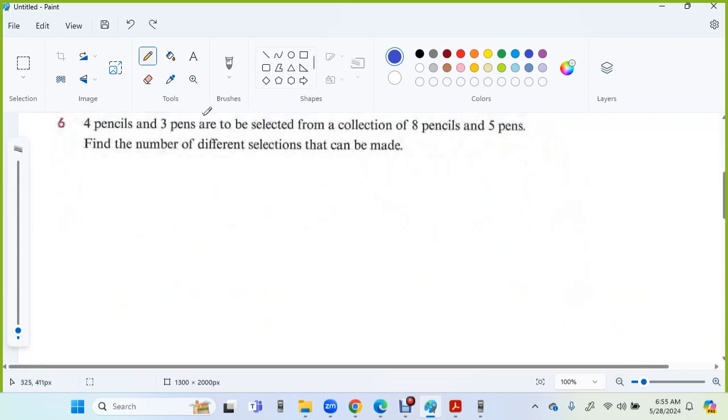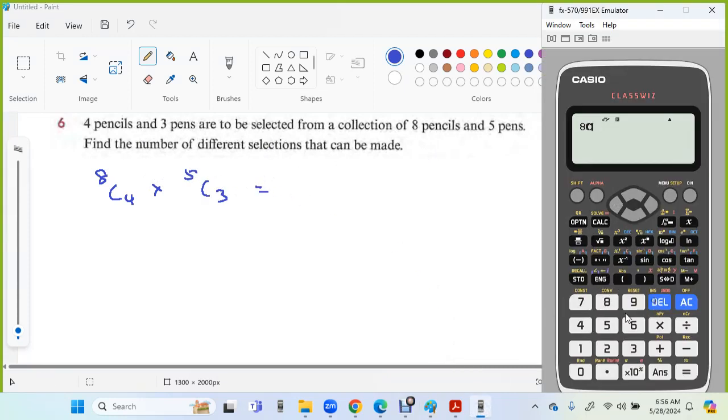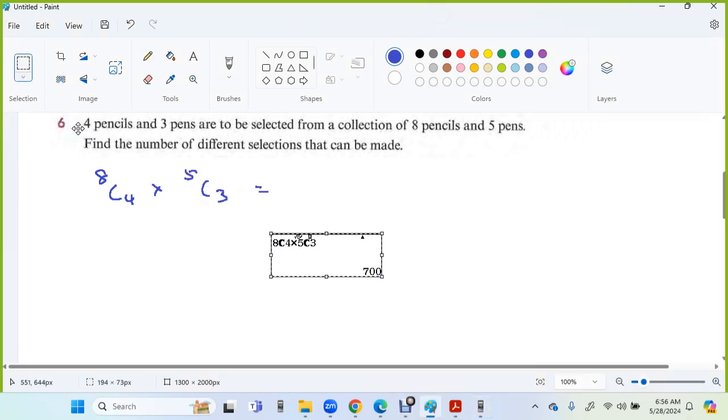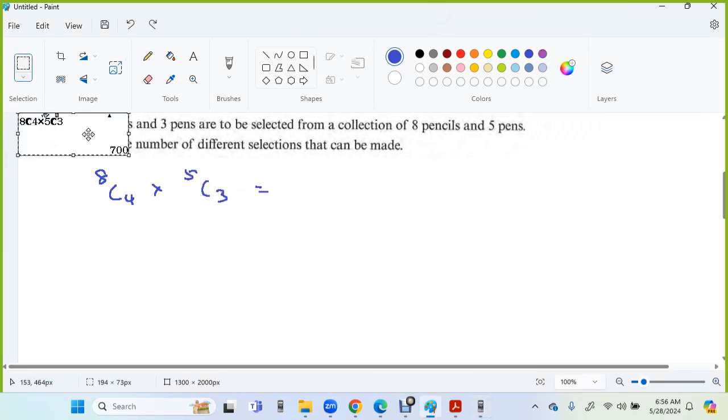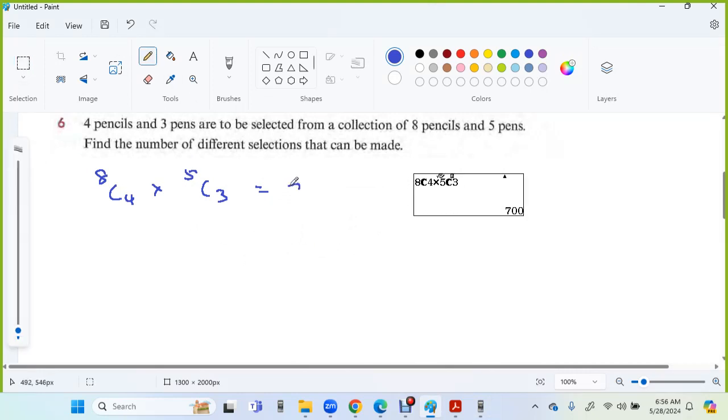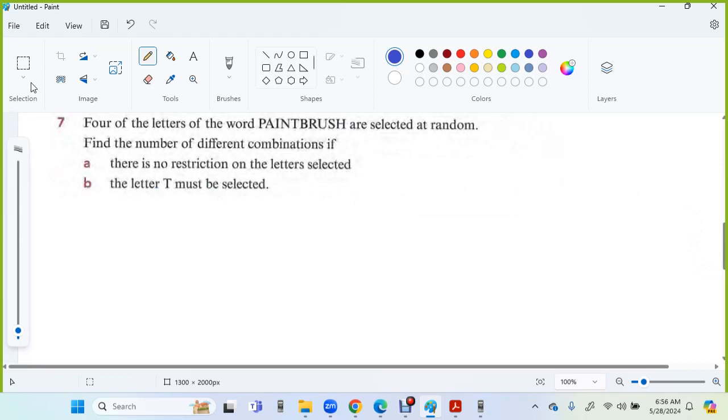Question number 6, 4 pencils and 3 pens selected from 8 pencils and 5 pens. Select means we just choose. So 8 choose 4, 5 choose 3. So we have 8C4 times 5C3. Then this is 700.